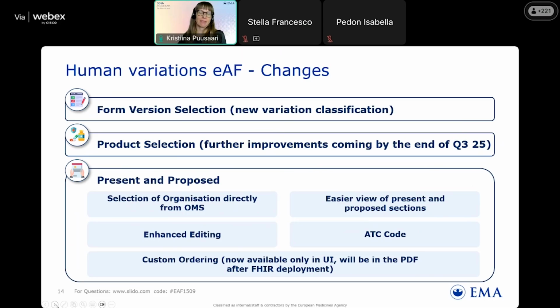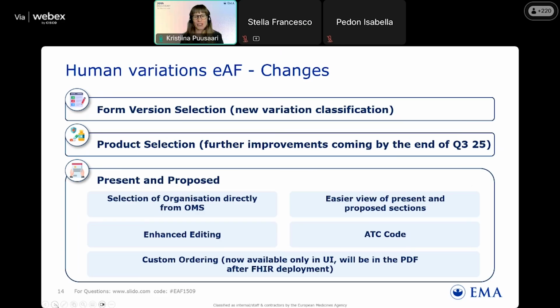So here, these I already mentioned as a part of our objectives. The form versioning is available. There are improvements to the product selections, and more are coming. And then in the present and proposed, we have the organization selection directly from OMS. We have enhanced editing, which also means an easier view of the present and proposed sections. We have removed the option to do the semi-structured changes for the ATC code, as that wasn't working too well. And you're now able to order the sections in present and proposed.